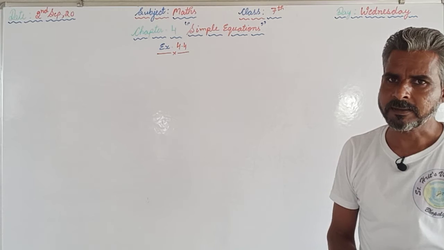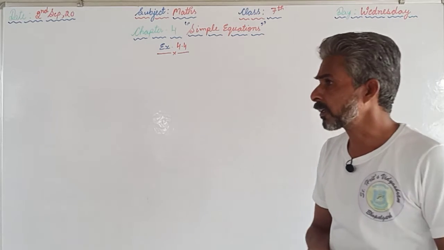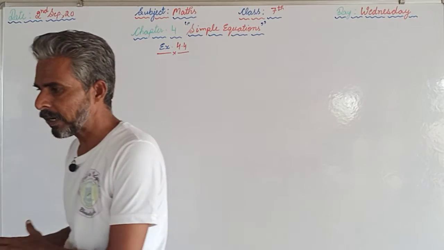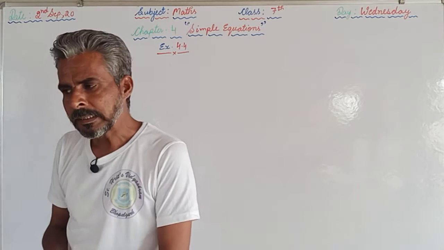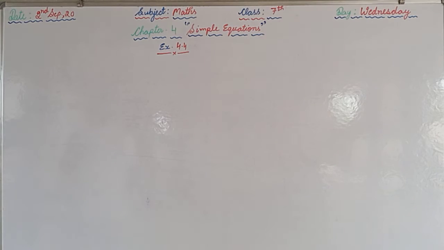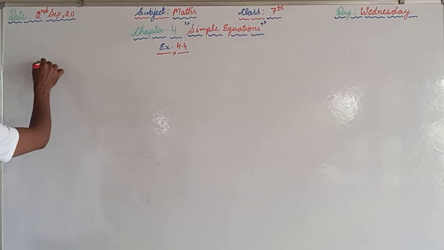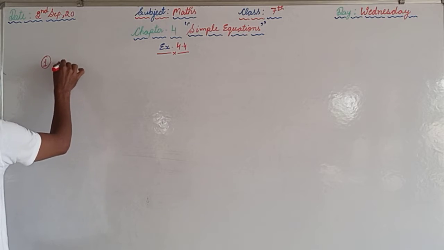This video is for class 7th and the subject is maths, and we are continuing the same chapter, chapter number 4, simple equations. Yesterday, in the previous video, we started the exercise and completed question number 1 first part. So today we will discuss question number 1 second part, that is question number 1 part B.